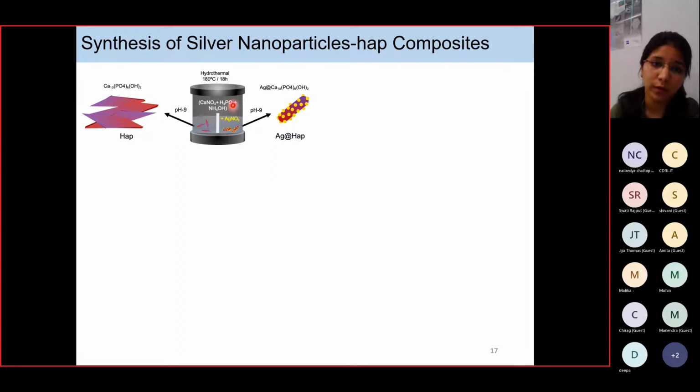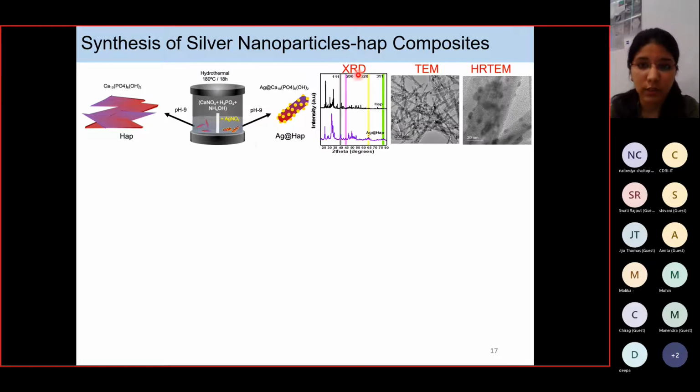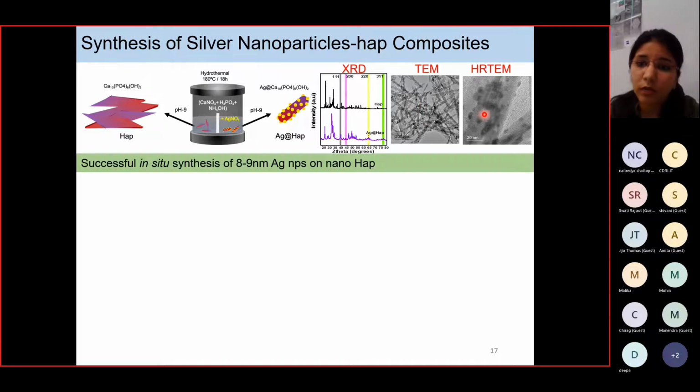This was done using the required calcium and phosphoric acid sources, and we added silver nitrate solution to it. After stirring, we transferred it to a hydrothermal reactor, and this reaction was kept at 180 degrees centigrade for 18 hours at an alkaline pH. We characterized it using XRD studies, which showed the formation of silver nanoparticles on hydroxyapatite. This was further characterized using TEM analysis, in which we can see that 8 to 9 nanometer size silver nanoparticles are formed on nanohydroxyapatite rods.